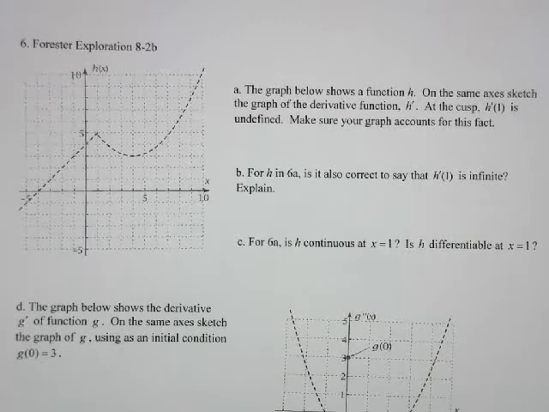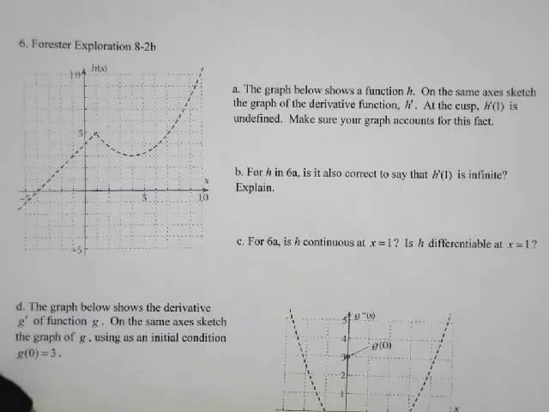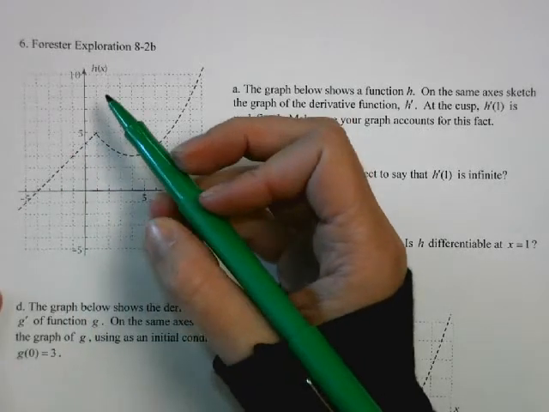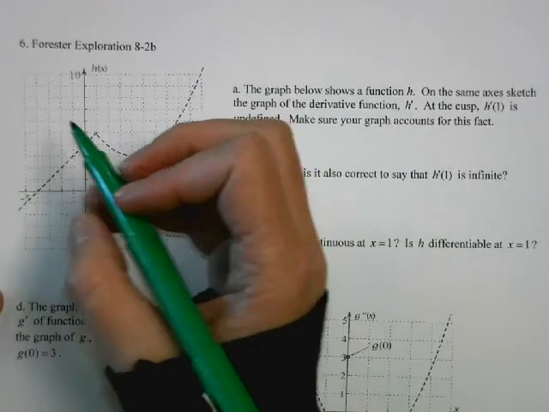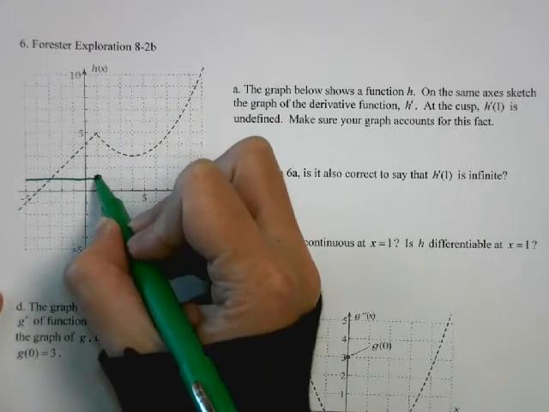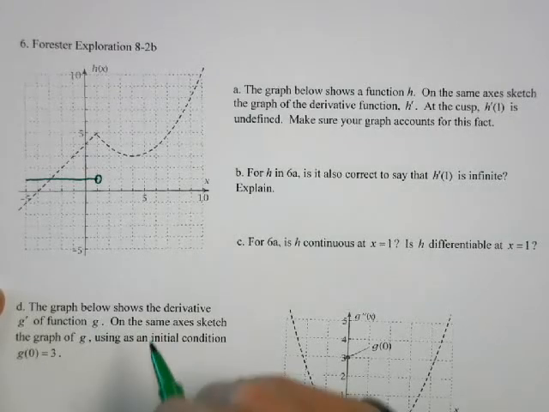So we have a graph that has the function h. We are going to graph the derivative of h. And then it mentions that h prime is undefined because there's a cusp. So the derivative is the slope. So here the slope is always a constant +1 until we get here where the derivative is undefined. So I'm going to make that a negative point.